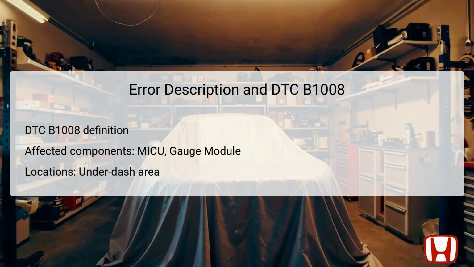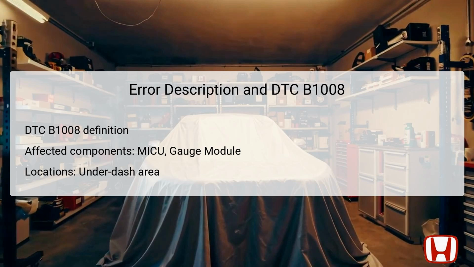The DTC B1008 indicates a communication problem between the MICU and the gauge control module, particularly with the automatic transmission (AT) message. The MICU, located in the under-dash area of the Honda Civic, manages multiple electronic functions of the vehicle. The gauge control module is responsible for displaying critical information about the vehicle's operation on the dashboard.